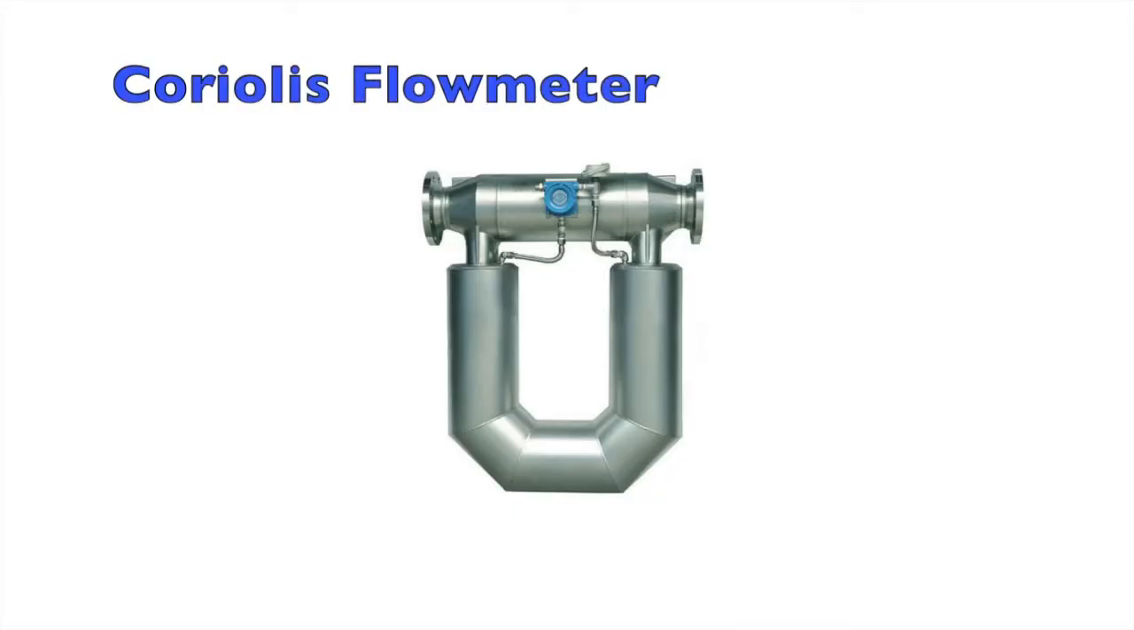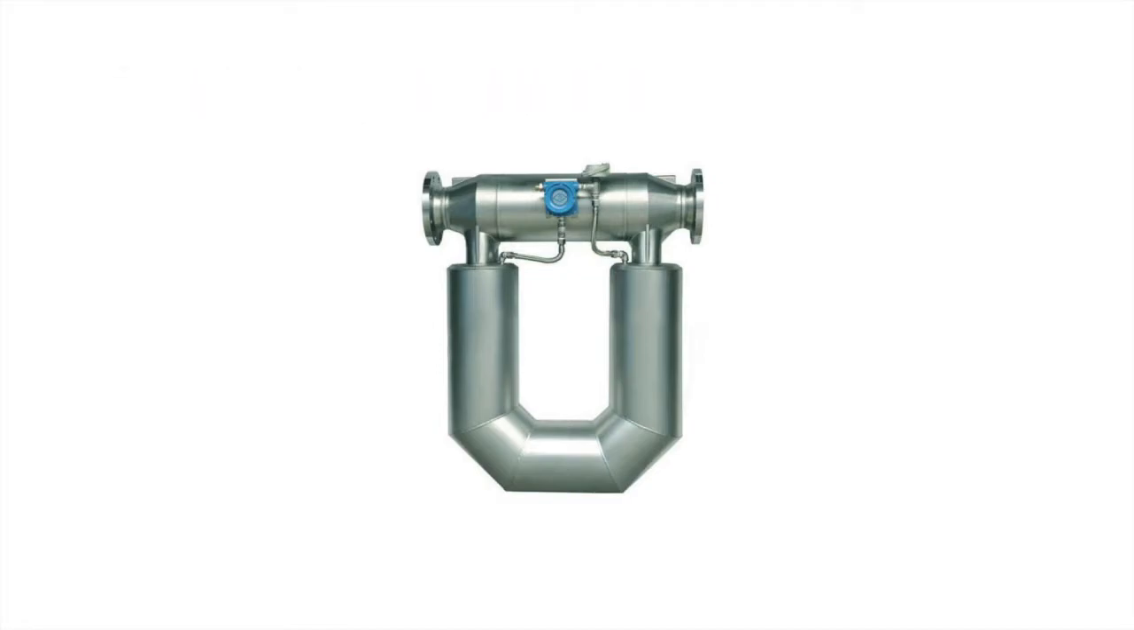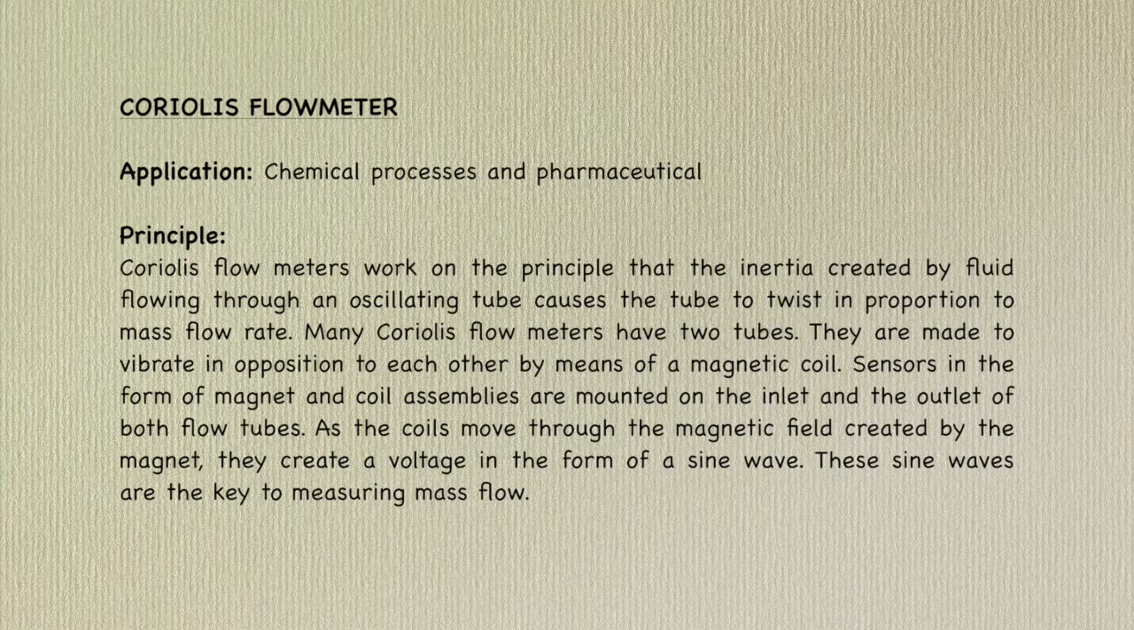A Coriolis flow meter is a mass flow meter. Many applications for Coriolis mass flow meters are found in chemical processes where fluids can be corrosive and otherwise difficult to measure. Coriolis flow meters work on the principle that the inertia created by a fluid flowing through an oscillating tube causes the tube to twist in proportion to mass flow rate.